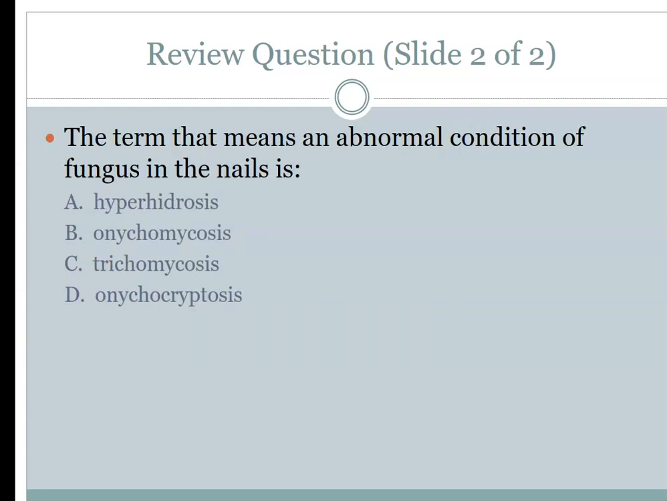Review question number 2. The term that means abnormal condition of fungus in the nail is what? Hyperhidrosis, onychomycosis, trichomycosis, or onychokeratosis? And the answer for this one would be B, onychomycosis.